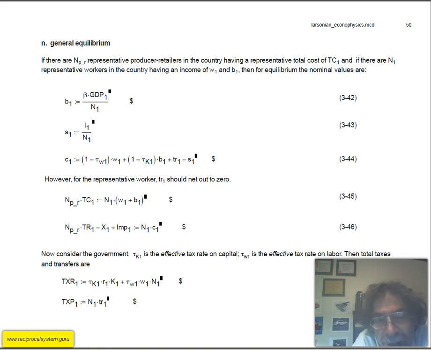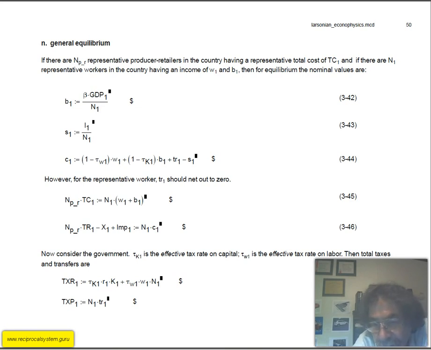Makes sense. That's the share of the production going to the workers, which, by the way, is 70%. S sub 1 equals I sub 1 over N sub 1. That's the savings rate of the workers. And C sub 1, that's cost. So that's (1 minus tau sub W1) times W sub 1, plus (1 minus tau sub K1) times B sub 1, plus the transfers TR sub 1, minus whatever they're able to save.